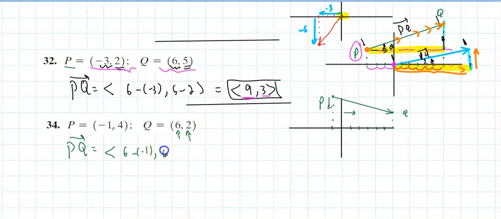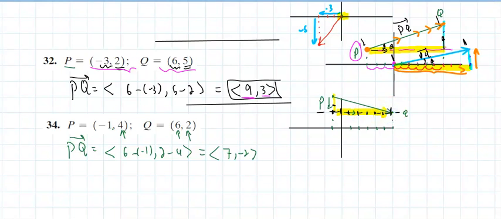end minus beginning. And I could say that is 7, negative 2. So this is claiming that you're going to move 2 down. It's claiming this is 2 down and 7 to the right. Well, I could count, right? Isn't that 1, 2? And isn't that 1, 2, 3, 4, 5, 6, 7?